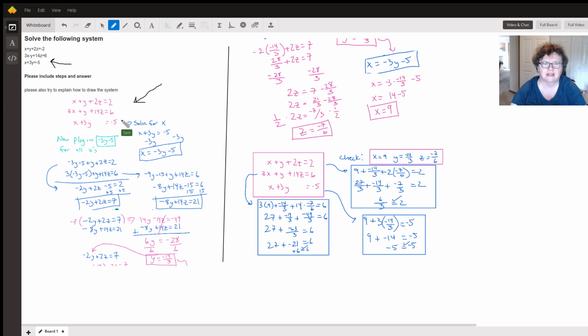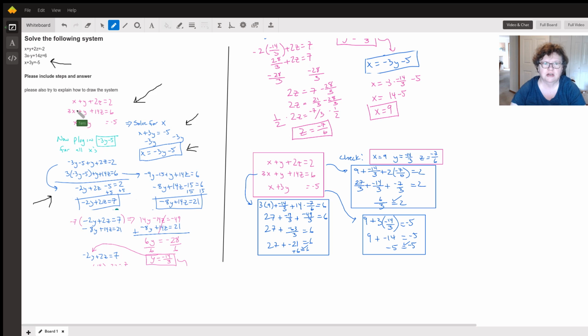You could solve that last equation for any variable, y or x, but if I tried y, I'd get a fraction, so I went ahead and solved it for x. And when I did that, I got negative 3y minus 5. So then what you want to do with that is you want to plug that into the other top 2 equations. And that's what I did right here in this part.